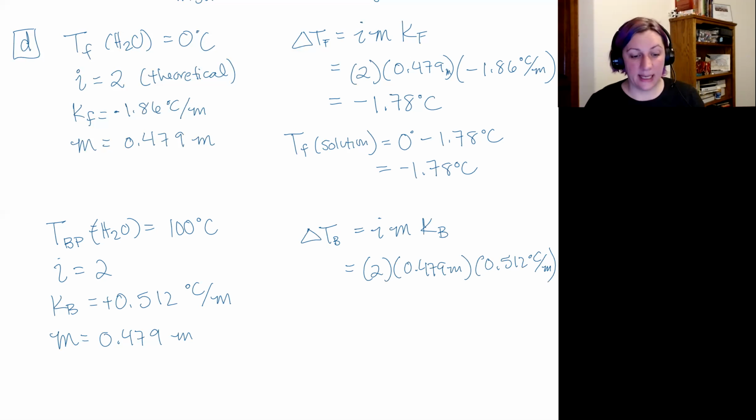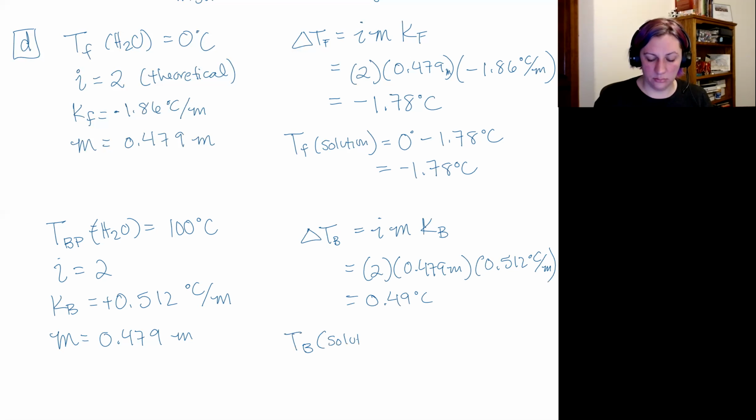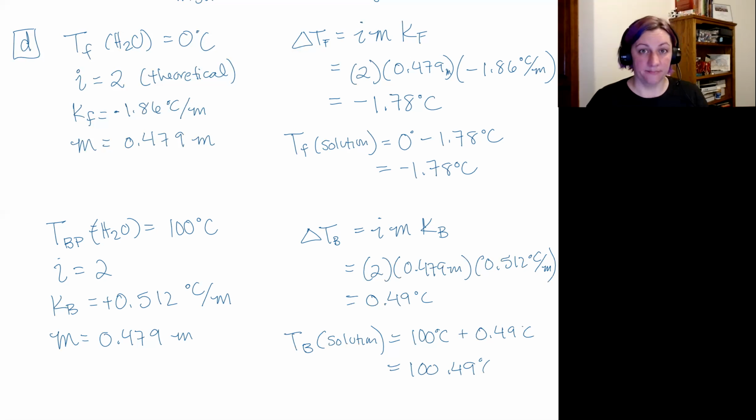Plugging that all into my calculator, I get a value that is equal to 0.49 degrees Celsius. So the boiling point temperature for my solution is going to be equal to 100 degrees Celsius plus 0.49 degrees Celsius. So 100.49. Not very much of a difference.